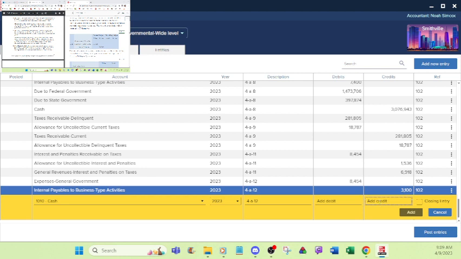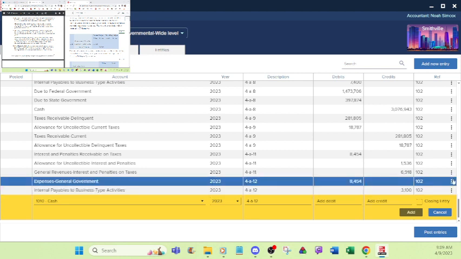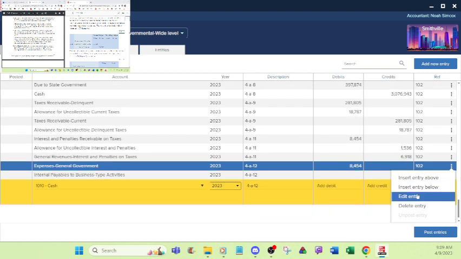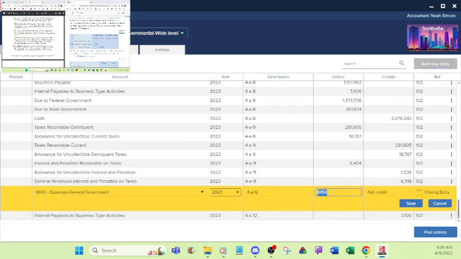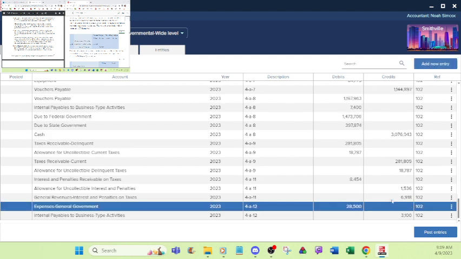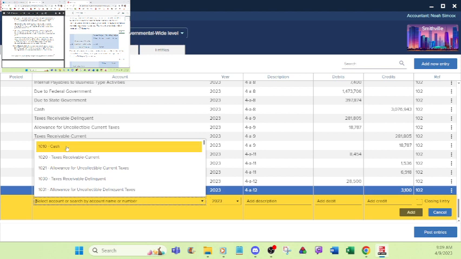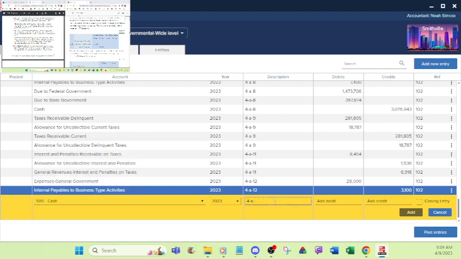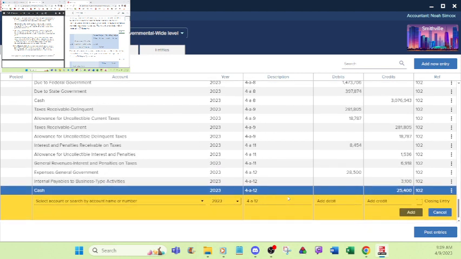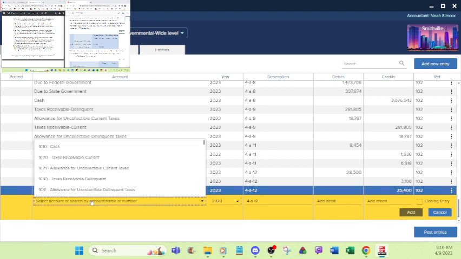I accidentally used the wrong number. No! Edit entry. Do they not have internal balances as a thing here?